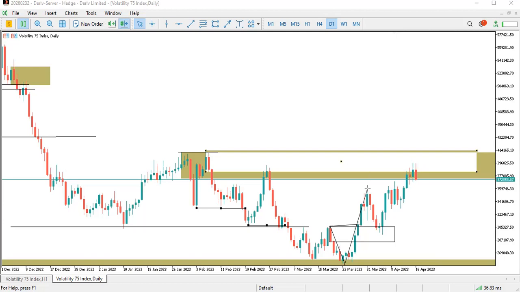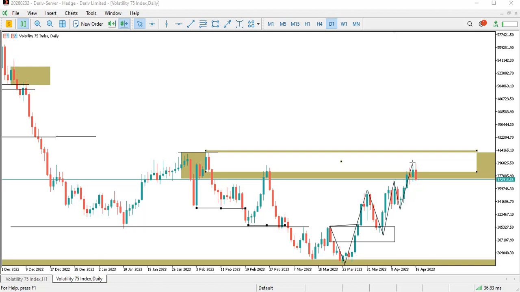Down here, I mean, after this high price came to do what? To mitigate this breaker block. And then after that, it pushed up again, it gave us a new high, then it gave us a higher low, and then now it's giving us what? A higher high. All right, fine.